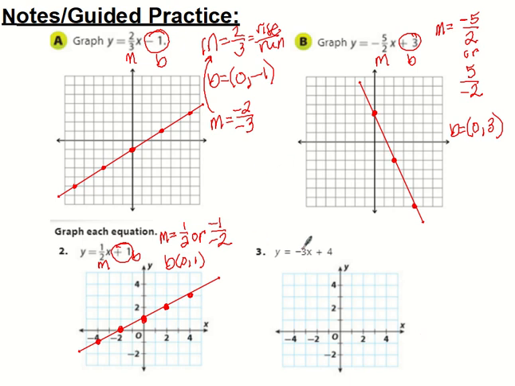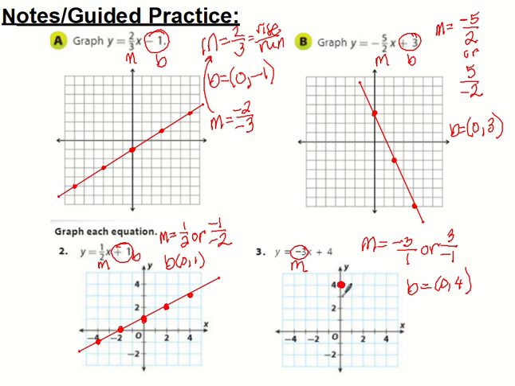So for this one, the slope's a little different. It's -3, but we need a rise and a run, so we should have written it as -3 over 1 or 3 over -1. That gets me my rise and my run, and it keeps the whole answer still negative. And then we should have said b was (0, 4). So we're going to be right here.